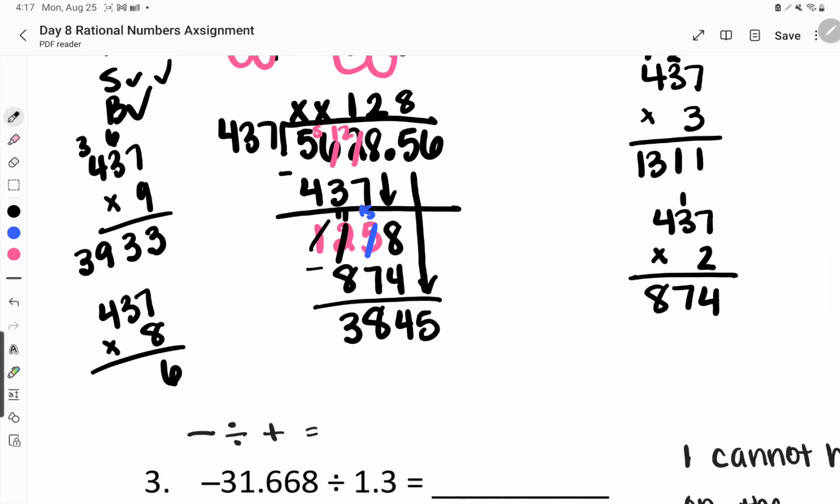7 times 8 gives me 56, so I write down a 6, carry my 5. 8 times 3 gives me 24. 24 plus 5 gives me 29, so I write down a 9, carry my 2. 8 times 4 gives me 32. 32 plus 2 gives me 34.